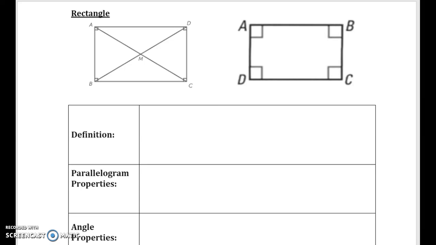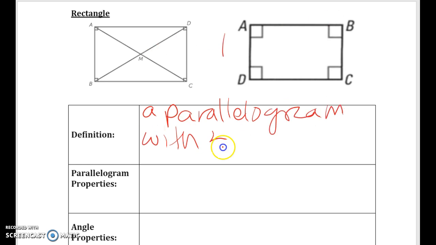This is Unit 5. This is our lesson on rectangles. So the definition of a rectangle, please make sure you create a vocabulary card for this particular term, is a parallelogram with 4 right angles.